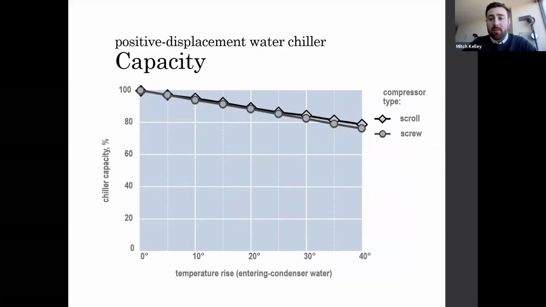Now, a positive displacement compressor selected to meet a specific cooling load will operate at the given temperature and pressures, and the chiller will provide chilled water and warm condenser water. However, as the condenser entering and leaving water temperature rise, the capacity of the positive displacement chiller is reduced. In addition to this capacity reduction, the power necessary to provide compressor lift increases.